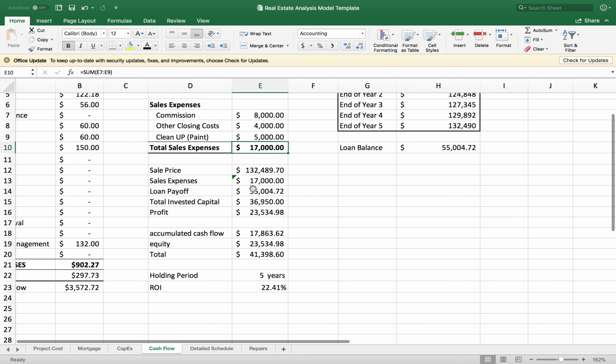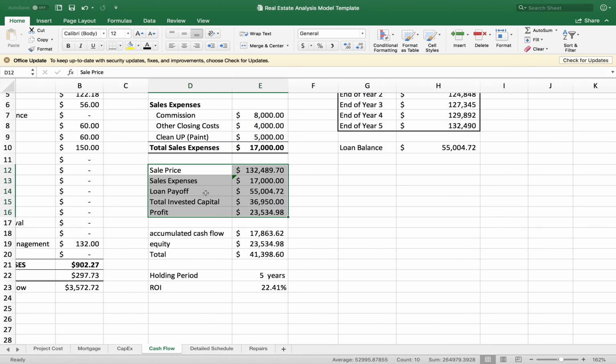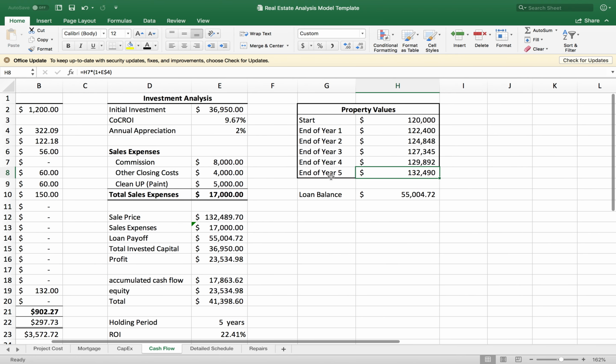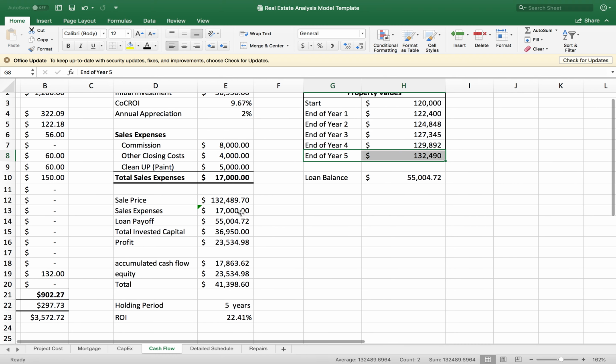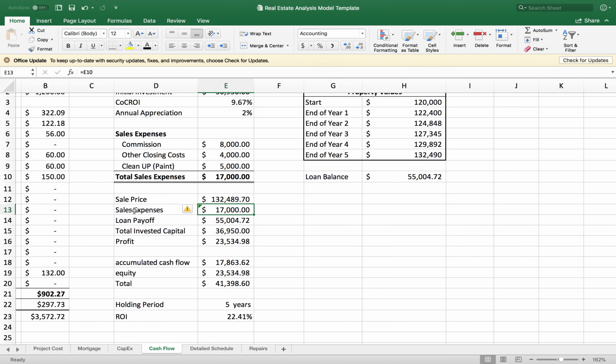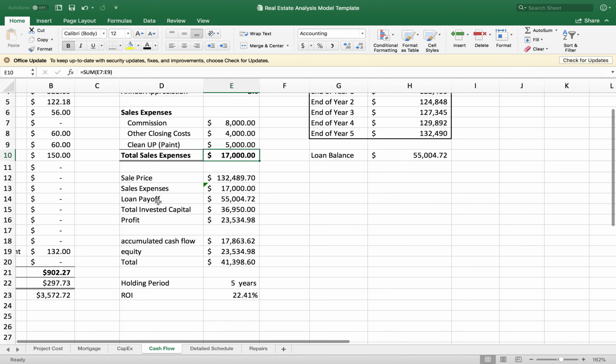All right, so this is a summary of our transaction. Again, we have a sell price of $132,490, which is the property value at the end of year 5. And then we have a total sales expense of $17,000, which we just calculated. Now we want to factor in the amount of loan that we still need to pay off, the amount of money that we still owe to the bank. This is called your loan payoff.